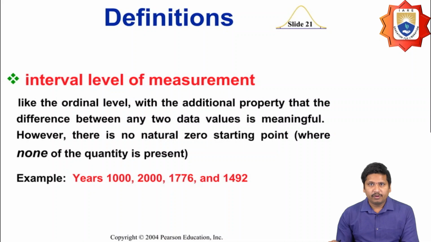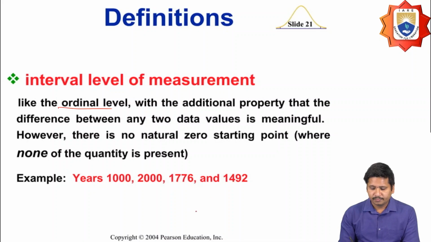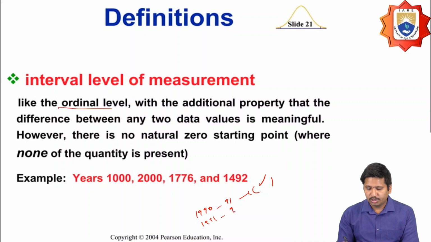And next is the interval level of measurement. It is similar to the ordinal level, with the additional property that the differences between any two data values are meaningful. However, there is no zero point here, where none of the quantity is present. For example, the interval from 1990 to 1991, and then 1991 to 1992, how much the data changes. Based on the data we get, that is the interval level of measurement.